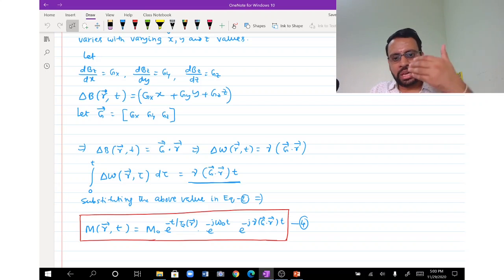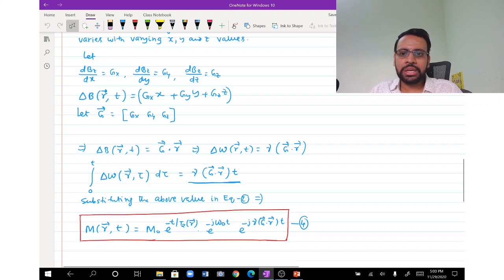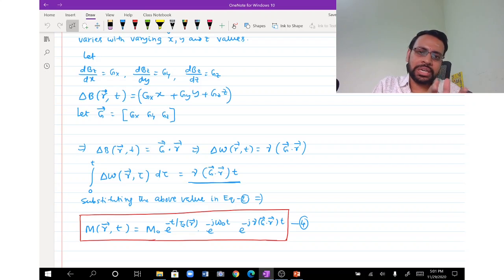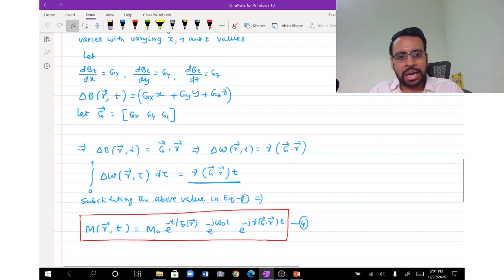Now again for notational convenience, we use the dot product representation, where my delta B of r bar comma t I could write as the dot product of this g bar with r bar, is it not? So that's your delta B, which is a function of r bar and t. Now once you know delta B, how do you get the delta omega? You simply multiply it with gamma. So delta omega of r bar comma t is gamma times g bar dot r bar.